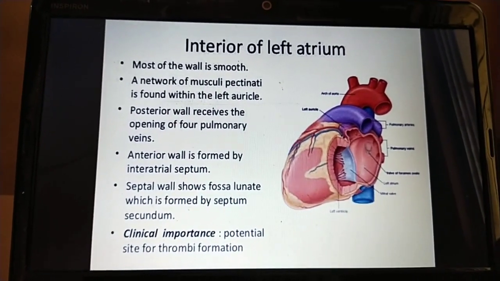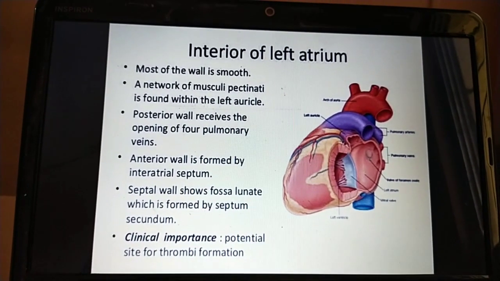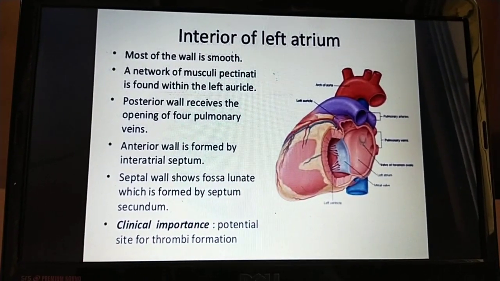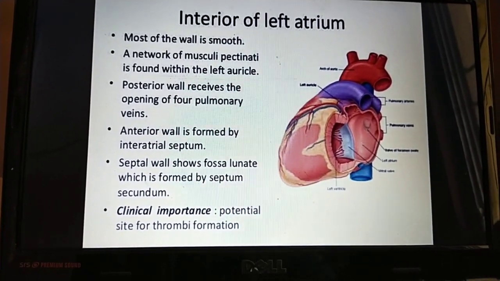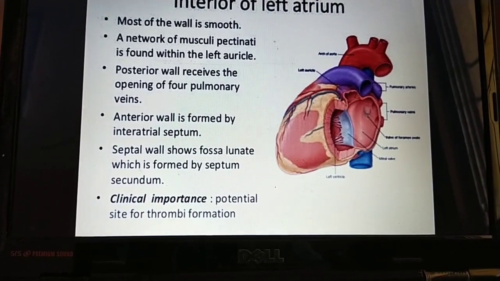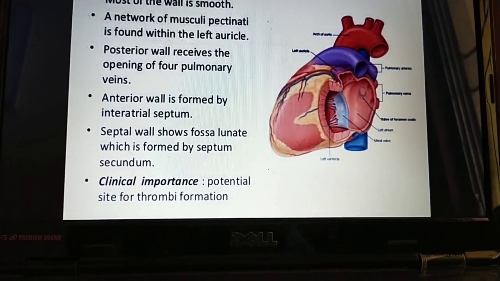In the interior of the left atrium, most of the wall is smooth. A network of musculi pectinati is found within the left auricle. The posterior wall receives the openings of four pulmonary veins. The anterior wall is formed by the interatrial septum.